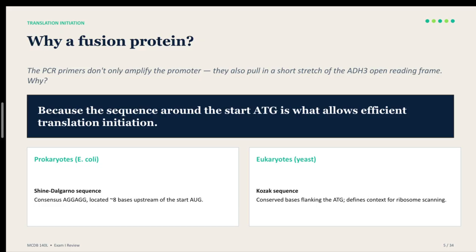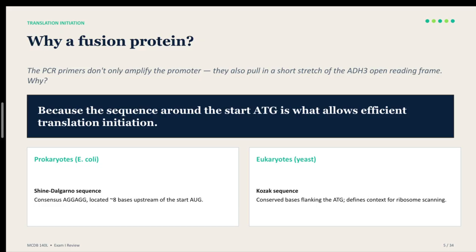Translation requires specific context around the start ATG. Beta-gal is an E. coli gene, so its ATG sits in something called a Shine-Dalgarno context, which is just completely wrong for yeast. By keeping the ADH3 ATG and the bases around it, we preserve the Kozak context that the yeast ribosomes recognize. So basically, it's just the fact that if we put something that's prokaryotic, E.